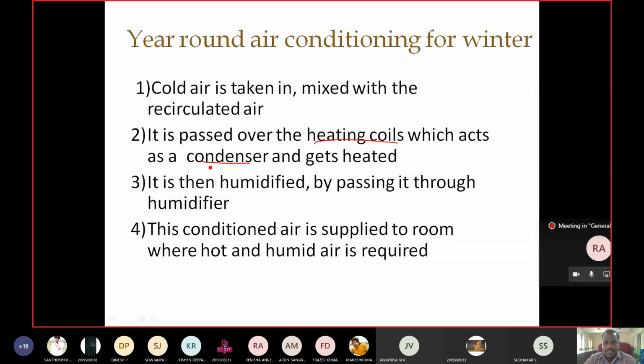Then it is allowed to go for humidification. Then this conditioned air is supplied to the room where hot and humidified air is required. So during winter, we need this, right? We need heating of air and we need humidification.